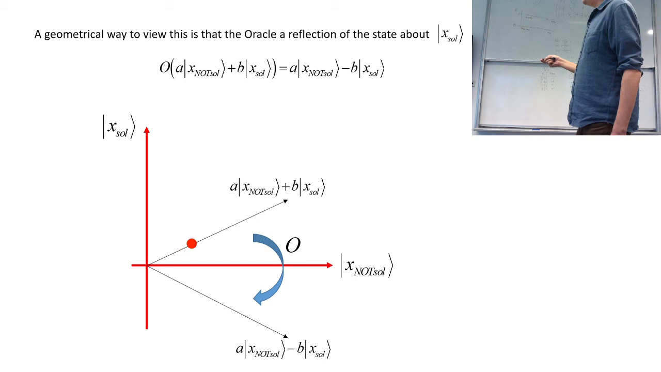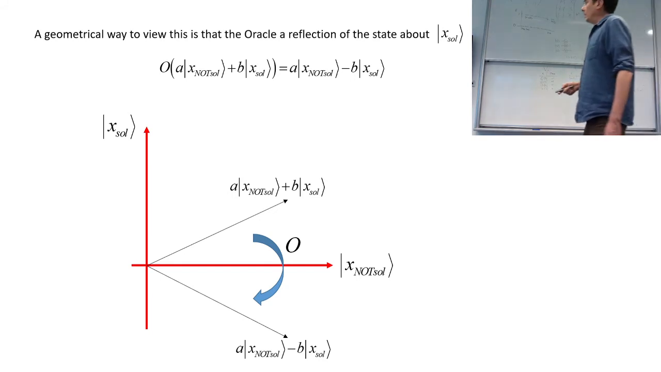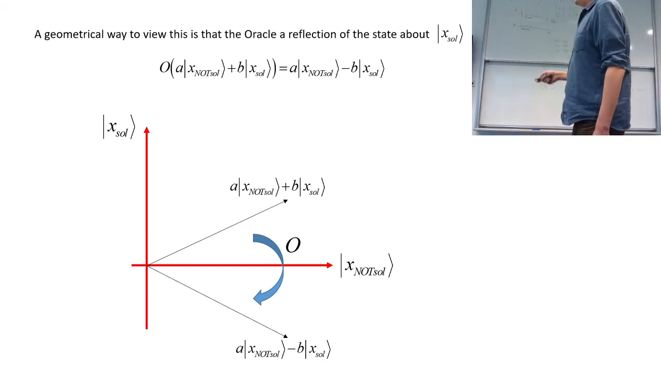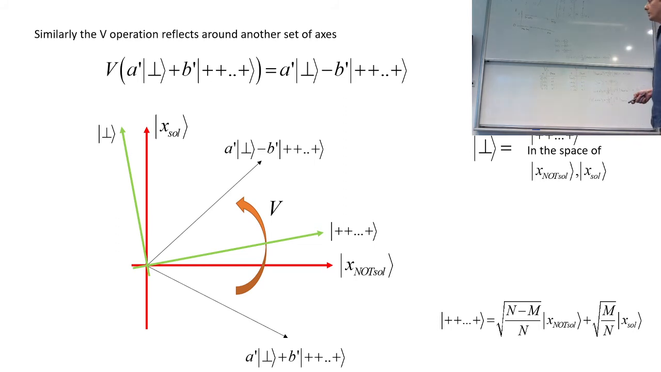so if we start with a state AB, it's pointing that way, then this flips this sign, right? So obviously, what that does is to reflect it along with the axis being this not sol. So we can use that to visualize what is happening to our state.